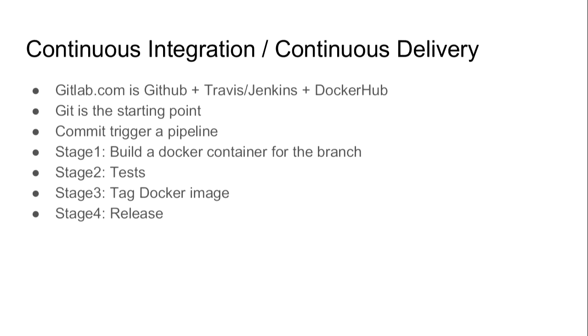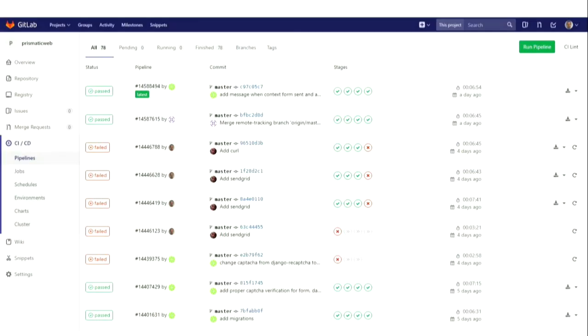So continuous integration and continuous delivery with GitLab. GitLab is like GitHub for those that don't know it. It also includes Travis or Jenkins and Docker Hub all in one website. Git is the starting point. A commit will trigger a pipeline. First stage will build the Docker container. Second stage will test. Third stage will tag the Docker container, and fourth stage will release.